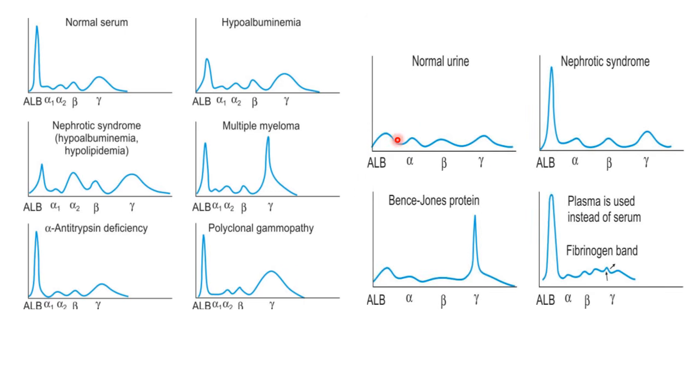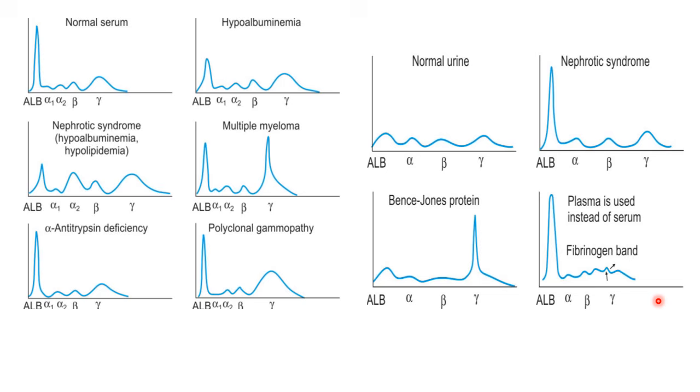This is the electrophoresis pattern of normal urine: albumin band, alpha band, beta and gamma. This is the electrophoretic pattern of urine of nephrotic syndrome. As nephrotic syndrome is characterized by proteinuria, there will be a sharp increase in the albumin band. This is the Bence-Jones protein, and this is the electrophoresis pattern if plasma is used instead of serum.